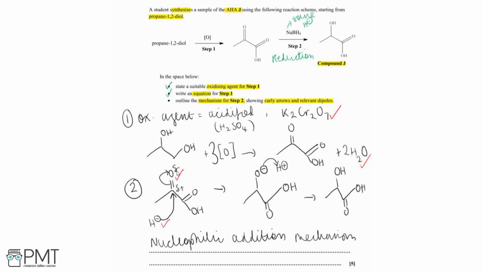So you have to have both of those bits in order to get that 4th mark. And then the final mark is for drawing our intermediate and the arrow from that negatively charged oxygen to our positive hydrogen ion there. And that's how we get the 5 marks for this question.